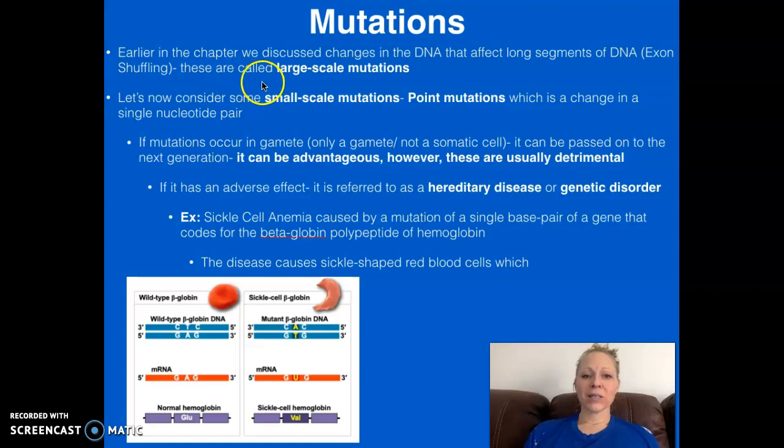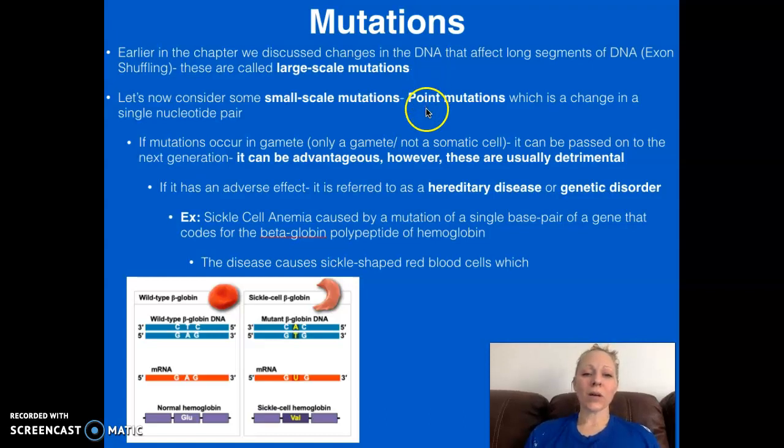Early in the chapter, we discussed changes in the DNA that affect long segments of our DNA, and we call those large-scale mutations. Large-scale mutations are going to be examples like exon shuffling, which would pair up a different active site to a different part of another protein, and so they cause variation, which can be beneficial, which can be detrimental.